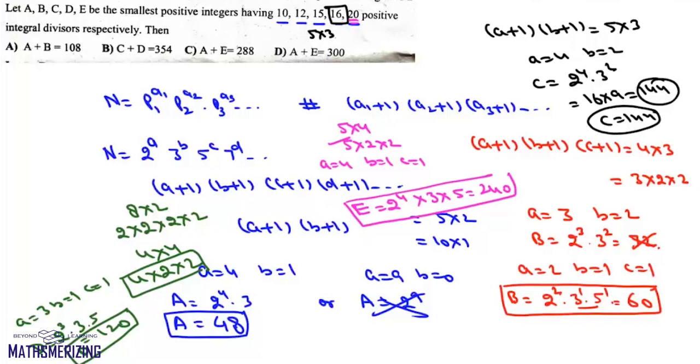Now value of A plus B, A is 48 and B is 60. So it will be 108. So option A is correct. Now C plus D is 120 plus 144. So it will be 264. So this option B is incorrect. A plus E, 48 plus 240. So it will be 288. Option C is also correct. And A plus E cannot be 300. So the correct options are A and C.